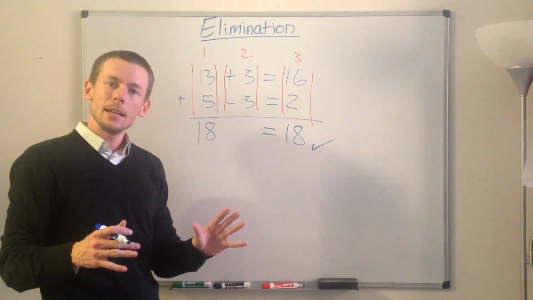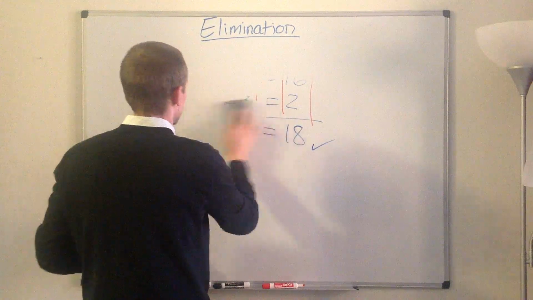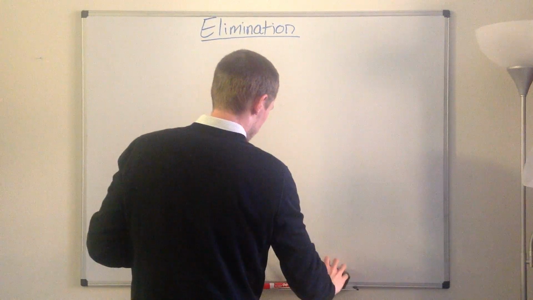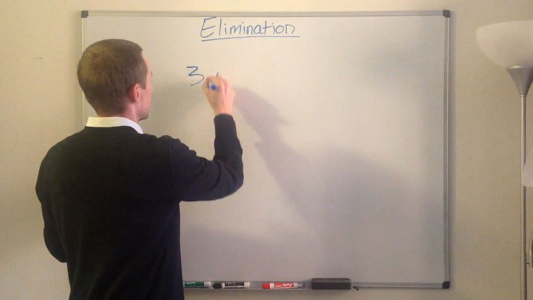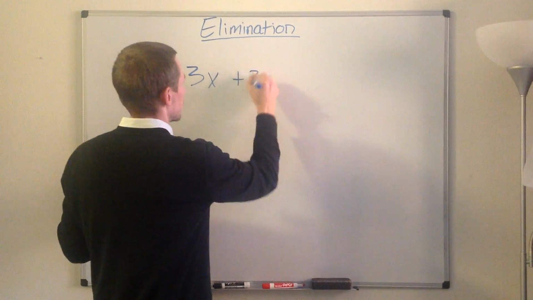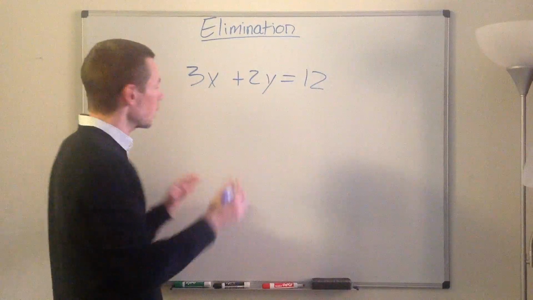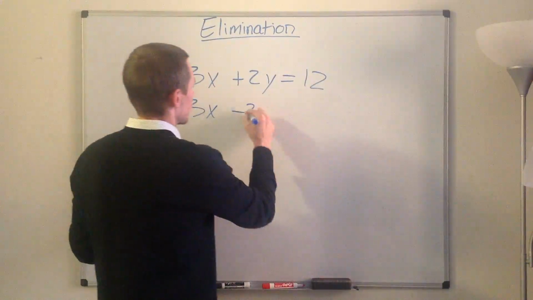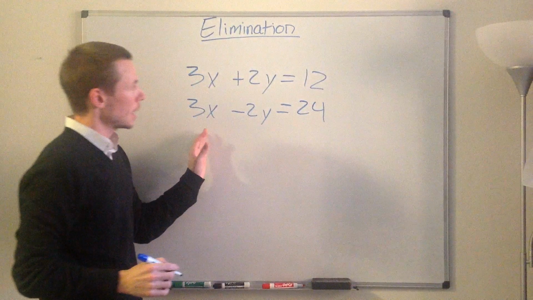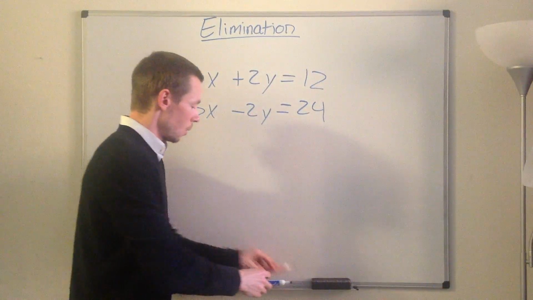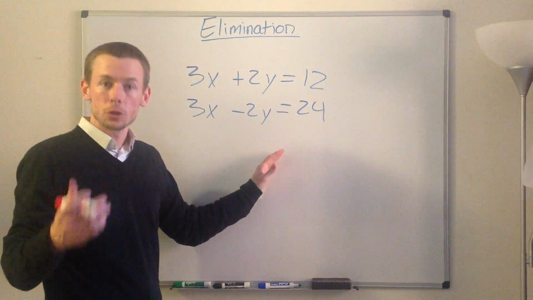Well, I can take this idea and apply it to systems of equations. So if I had something along the lines of 3x plus 2y equals 12, and 3x minus 2y equals 24. Well, what I want to do is find the value of x and y that make both of these equations true.